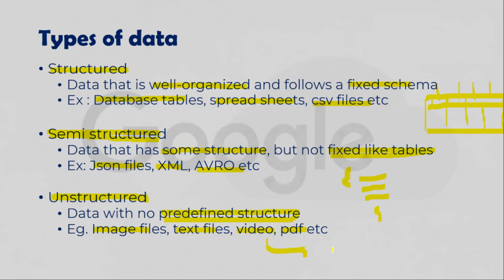Let's bundle it up. Structured means fixed schema, semi-structured means flexible schema, and unstructured means no schema at all. So these are the broadly categorized types of data. I hope this is clear. Let's move to the next slide.